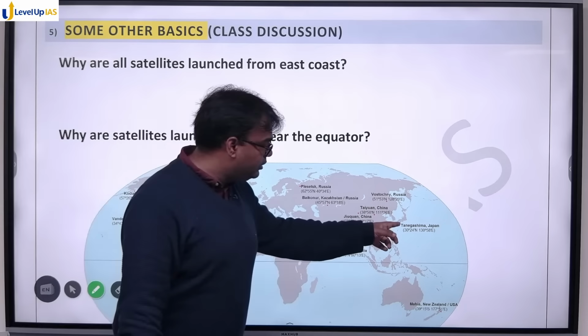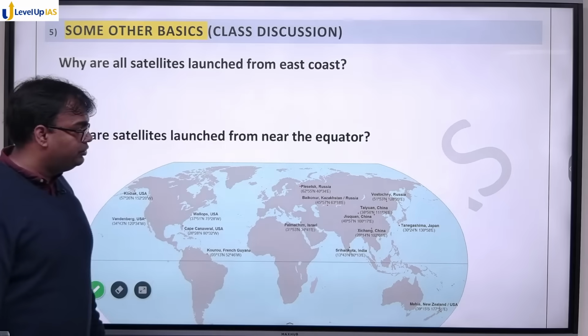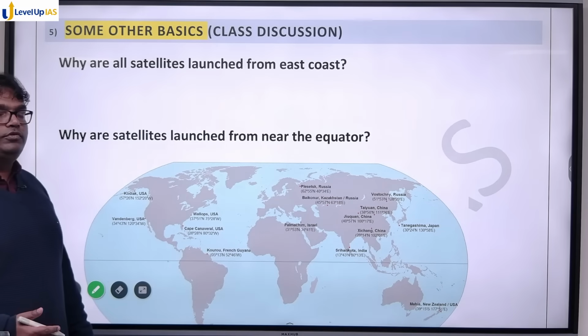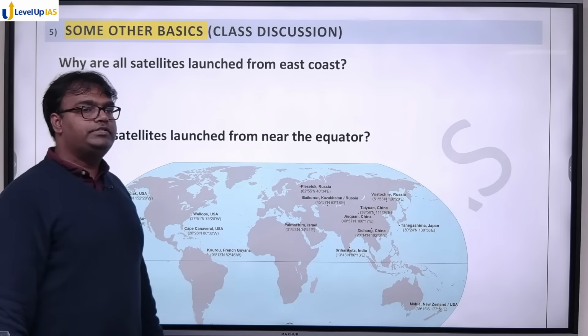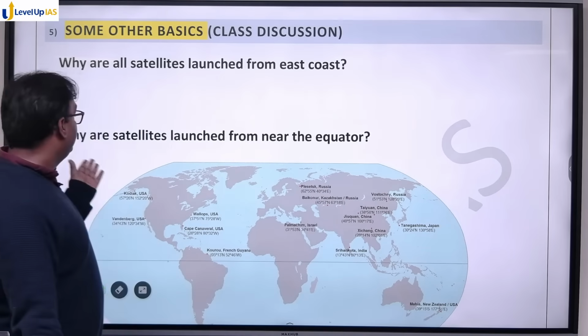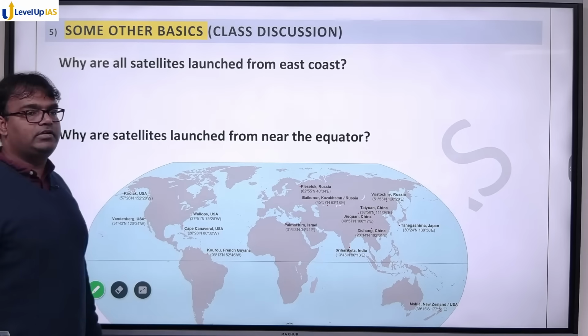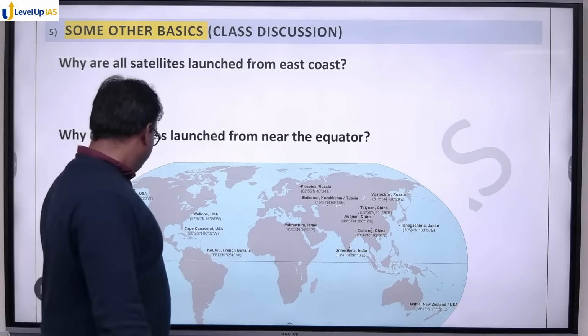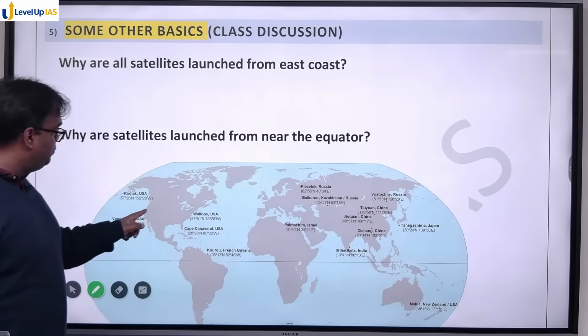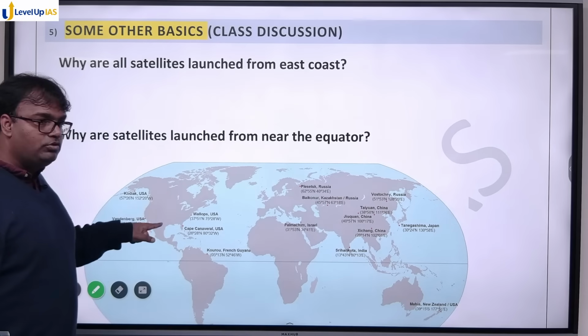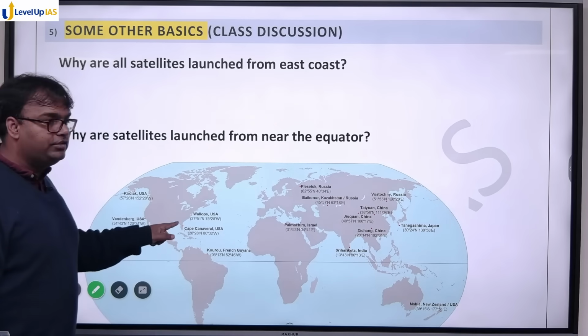Look at Japan, again on the east coast. So generally satellites are being launched from the east coast. Why is it so? East coast है एक aspect, एक, satellites are launched from near the equator. तो पहले let's understand why satellites are launched from near the equator. हम देखो यूएस के पास, ये पूरा यूएस इतना बड़ा था, वो कहीं से भी लॉन्च कर सकता था, but it tried to reach near the equator.